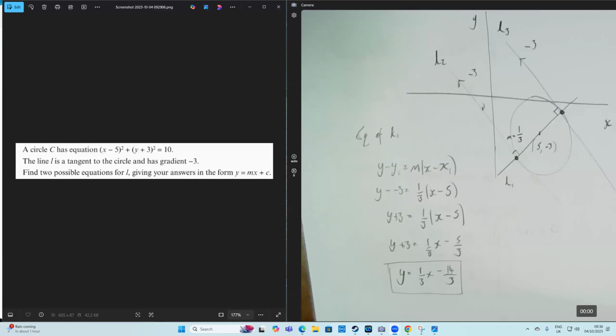Hi everyone, we've got a key type of question here for circles at A level. Really important, one of those 3 or 4 key types of question that students find tricky. So let's have a look.